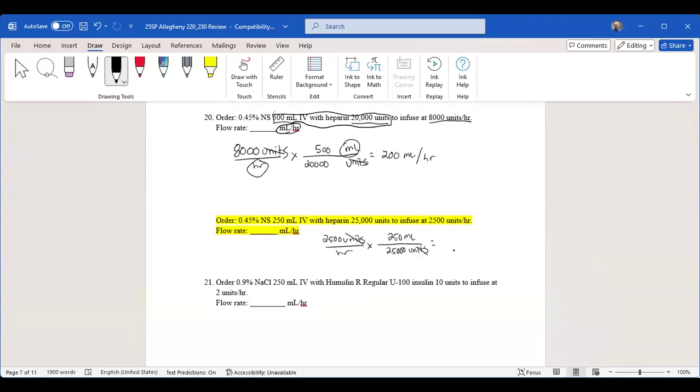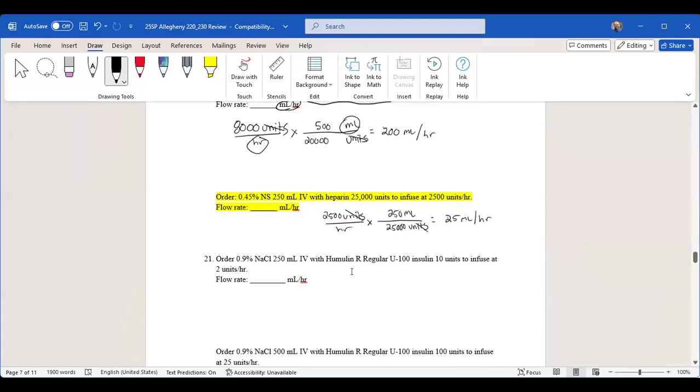So if I take 2,500 times 250 divided by 25,000, I get the same thing everyone else got, which is the 25 ml per hour. So good. We're on the same trajectory, at least at this point. The insulin questions are going to be done the exact same way. It's just a smaller number. So I'll let you practice those.